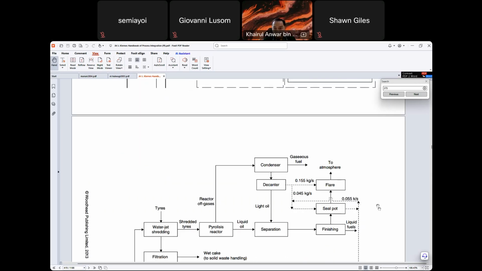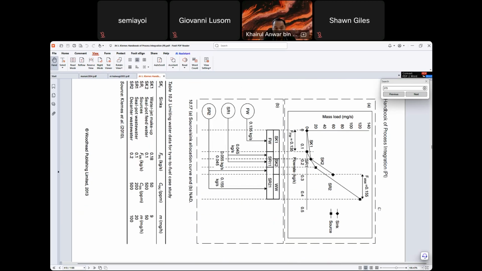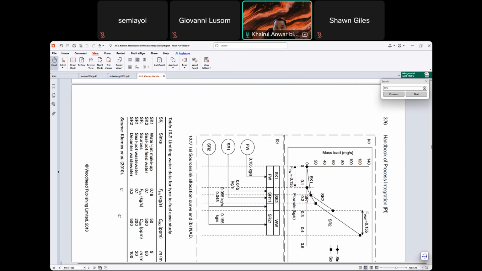This is the source 1 goes to the source 1 and sink 2. So sink 2 is the seal pot.